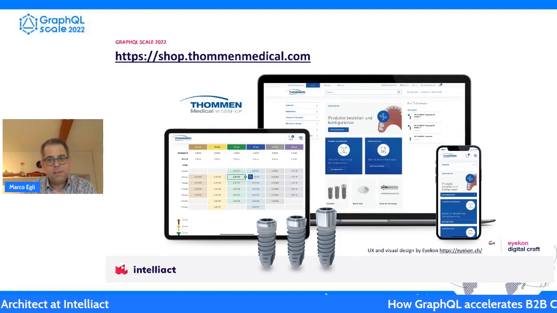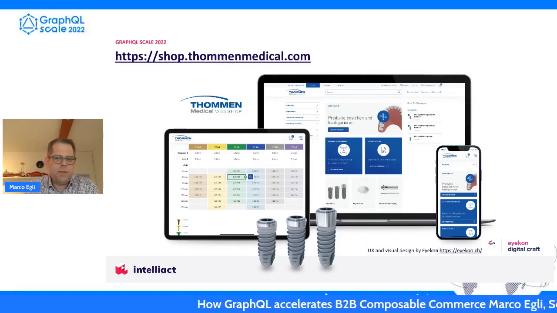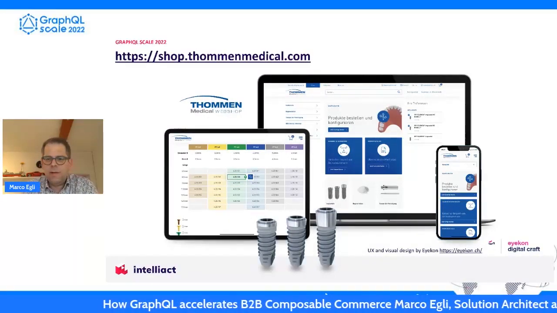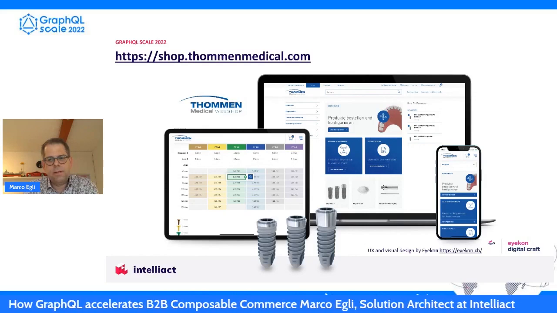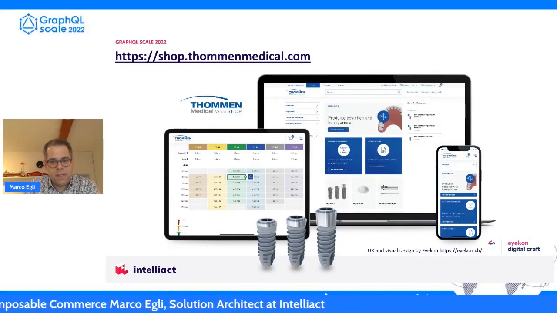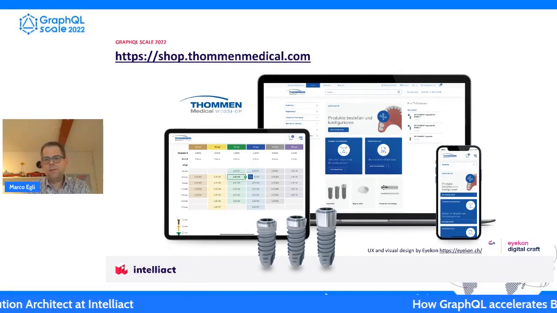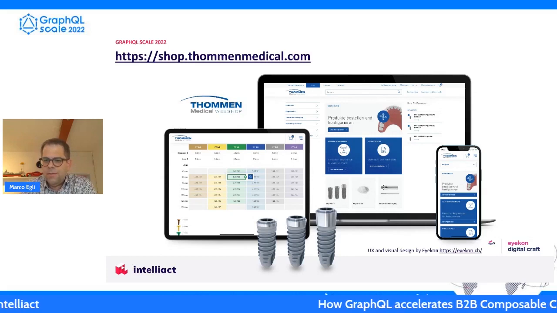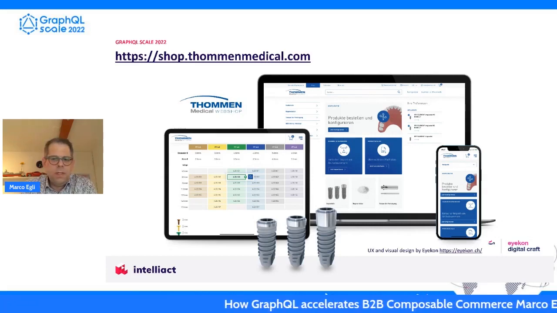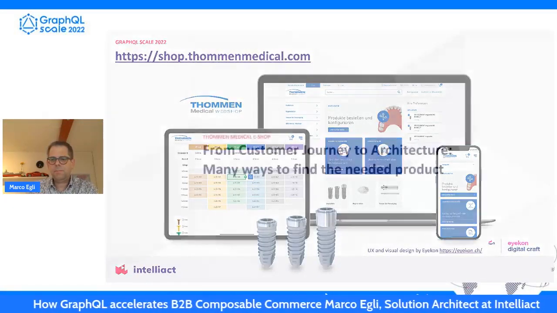Tom Medical is the expert for dental implants, and as a Swiss manufacturer, Tom Medical develops and produces systems for dental prostheses that meet the highest standards of quality and safety. A central requirement in the creation of the solution was the individual needs of dentists and dental technicians.